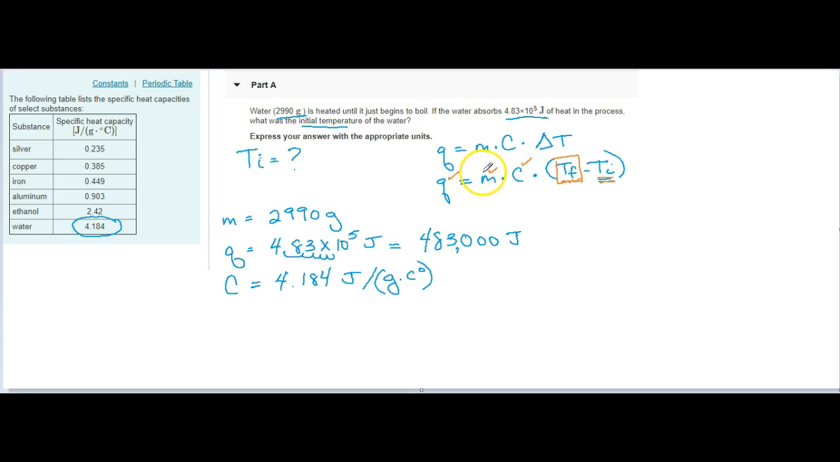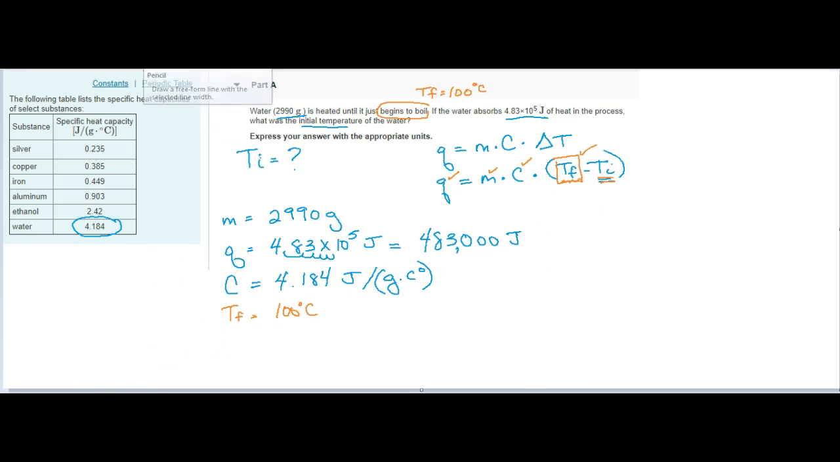This temperature final is in the equation. It said that water is heated until it just begins to boil. That's our final temperature right there, T final. And you need to know at what temperature water boils, and that's at 100 degrees Celsius. So even though it didn't directly give us the final temperature, it does give it to us in words. So our final temperature is 100 degrees Celsius. Now we have all the data we need in order to solve for our initial temperature.